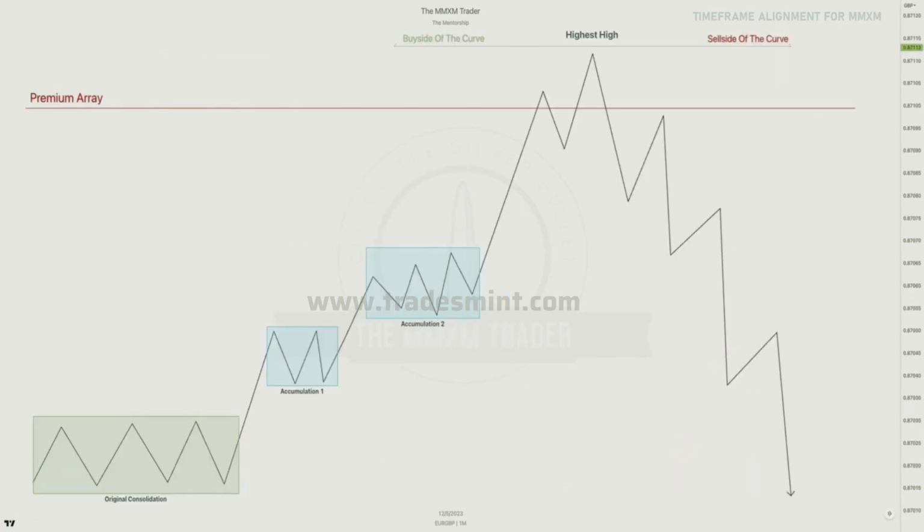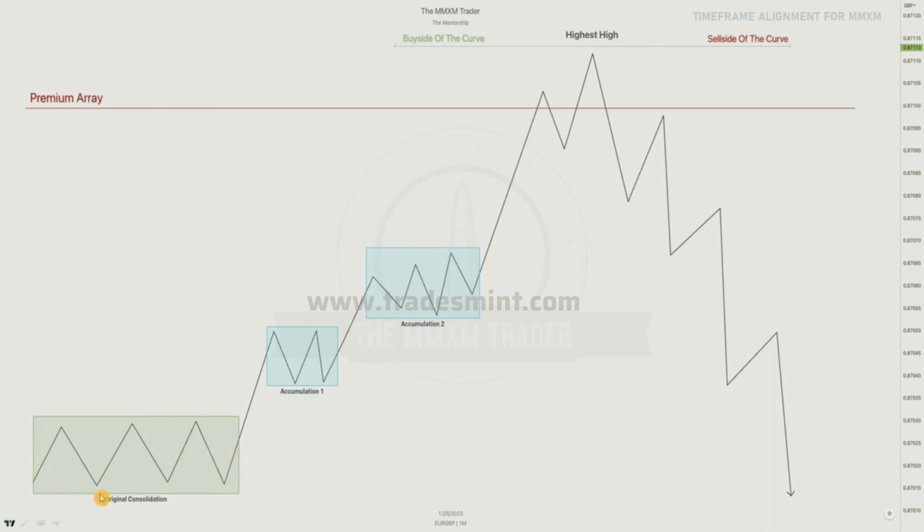Now same for a market maker sell model. Think about the original consolidation which needs to be present in a market maker model. We've got this consolidation down here, expansion again, right? Accumulation phase number 1, another expansion, accumulation phase number 2, another expansion, and then we need to hit a key level inside this premium array, right? And then we have this highest high, confirming sell side of the curve after we break structure and hit that key level, and then we can start to look for sell opportunities and then completing this market maker sell model, liquidating this original consolidation.